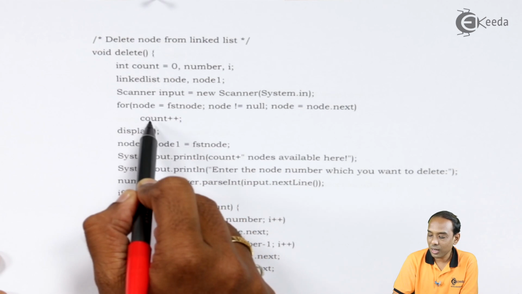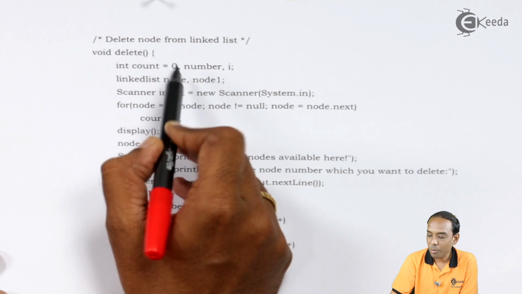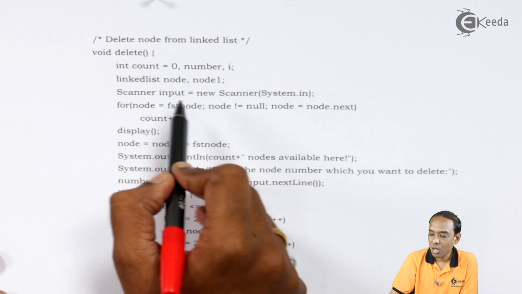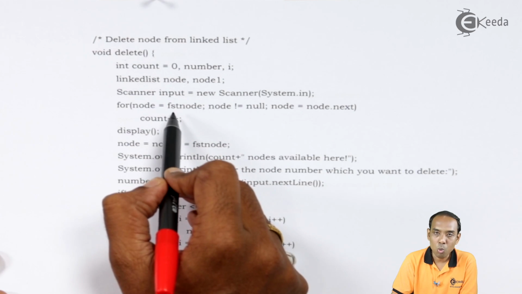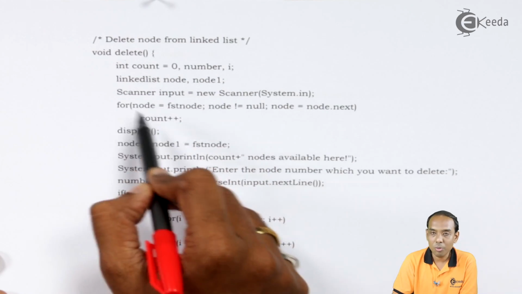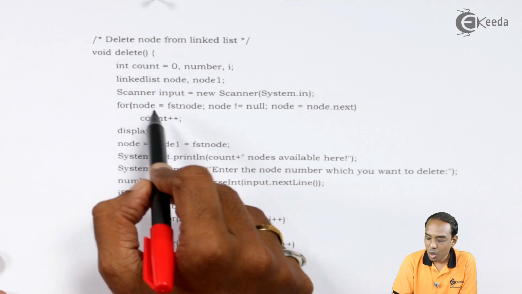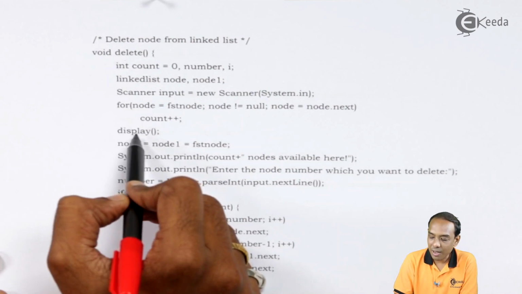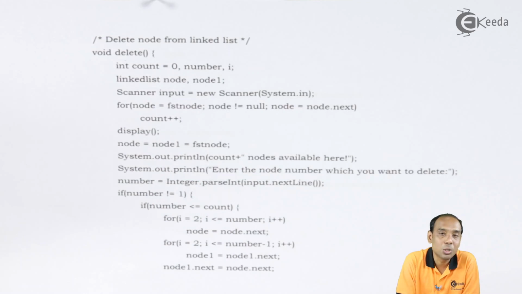So count will be acting as count equal to count plus 1. I am going to start with count equal to 0. If the first node is there, I will take 1, then it will be 2, then it will be 3. Like this the value will be going on. Once we are done with this one, I will call the function called display.